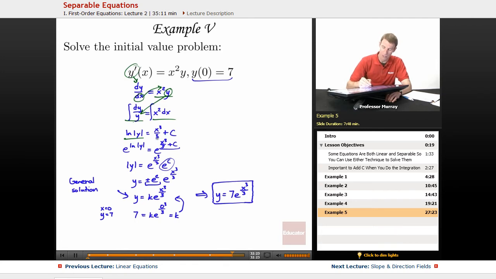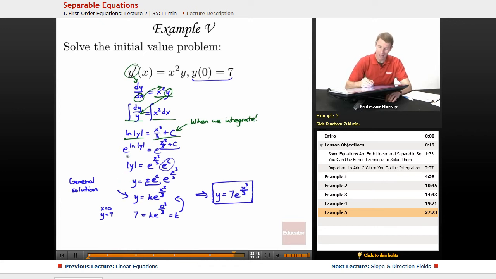The integral of x squared is x cubed over 3 plus c. Got to add that c when we integrate. And then in all the steps after that, you have to keep track of what's happening to the c. You can't just tack that c on at the end.